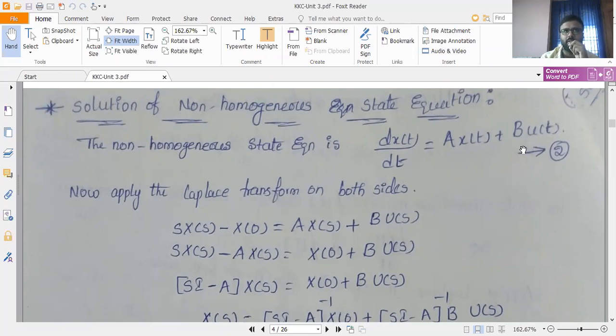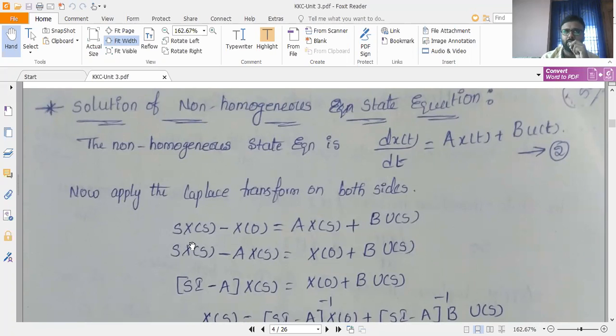So simply applying the Laplace transform on both sides of this non-homogeneous state equation with the consideration of the initial conditions, we obtain s into x of s minus x of 0. The Laplace transform of d by dt of x of t is s into X of s minus x of 0, the initial condition, is equal to A into X of s plus B into U of s, the Laplace transform of u of t.